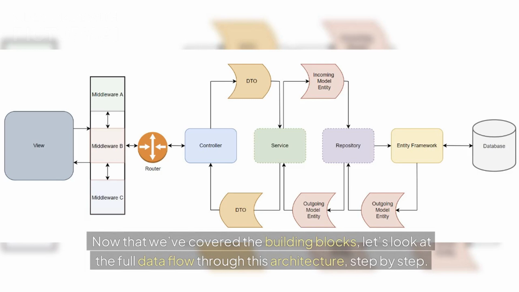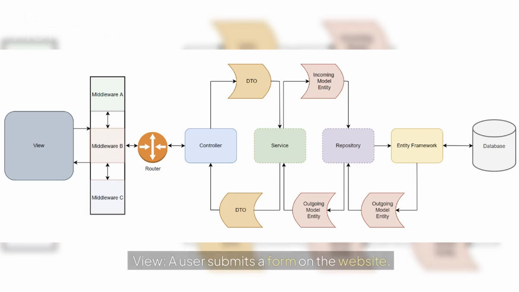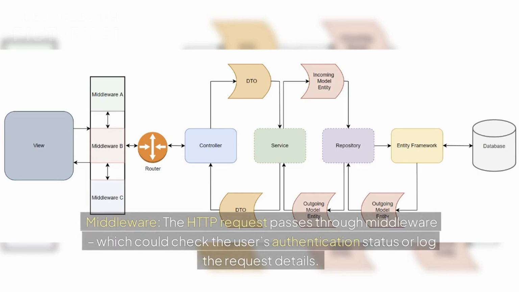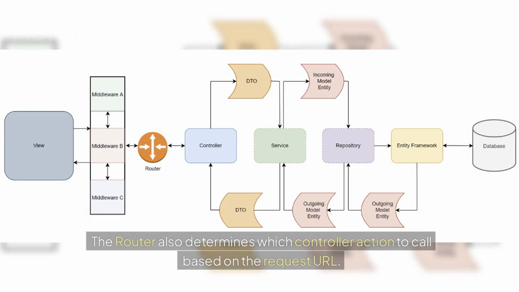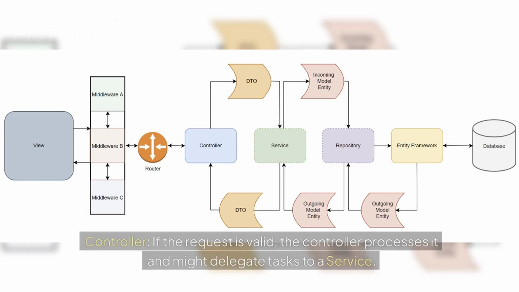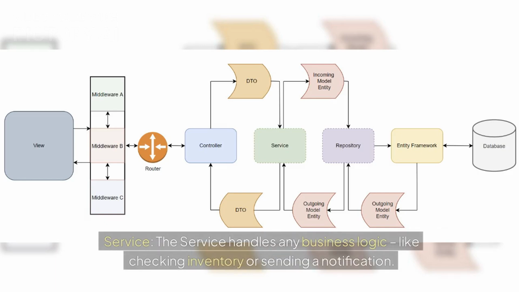Now that we've covered the building blocks, let's look at the full data flow through this architecture, step by step. View, a user submits a form on the website. Middleware, the HTTP request passes through middleware, which could check the user's authentication status or log the request details. The router also determines which controller action to call based on the request URL. Controller, if the request is valid, the controller processes it and might delegate tasks to a service. Service, the service handles any business logic, like checking inventory or sending a notification.